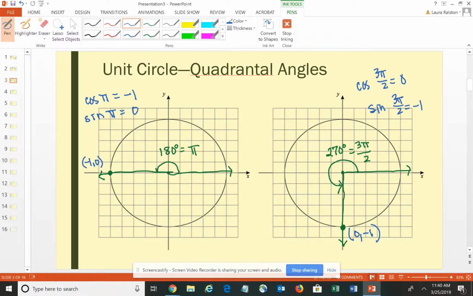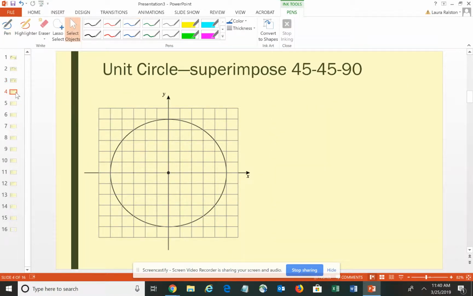So I would encourage you to learn those four basic quadrantal angles. Notice they're multiples of 90, because you have 90 degrees, 180 degrees, 270, and then 360 would take you all the way back around. We can also superimpose on top of the unit circle our 45, 45, 90 triangle, and we know that our hypotenuse would be the radius, which is 1. If we draw the corresponding right triangle, then using the relationships that we know, or even the Pythagorean theorem, we can figure out what this ordered pair would be.